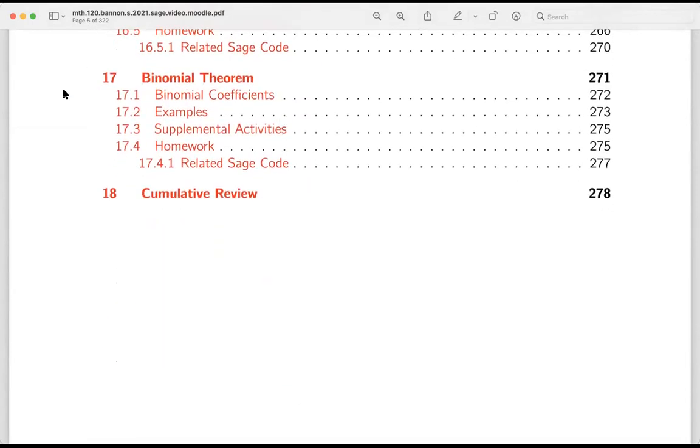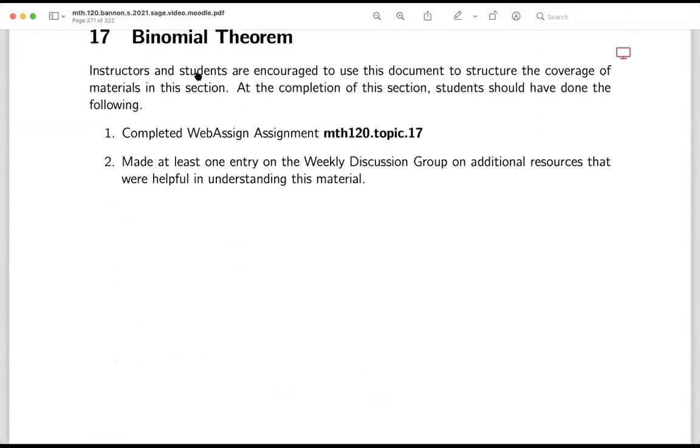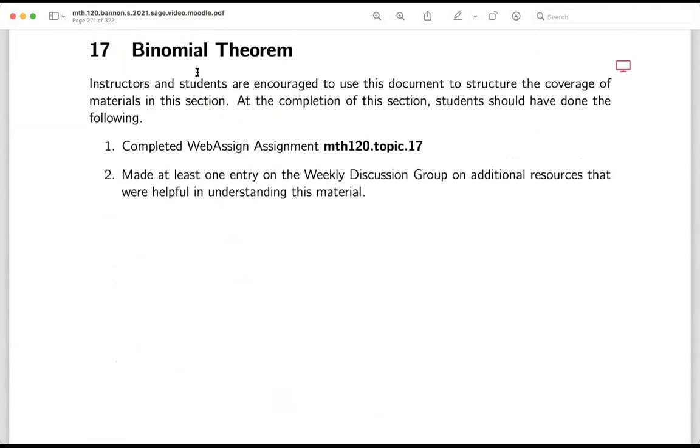Okay, we're at section 17. It's the final session before cumulative review. So let's go, 17. So again, the structure of the notes is pretty simple. At least I believe they're simple.